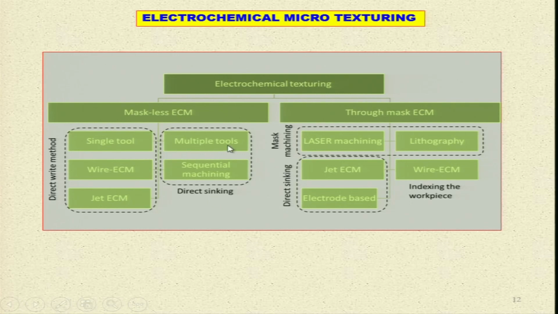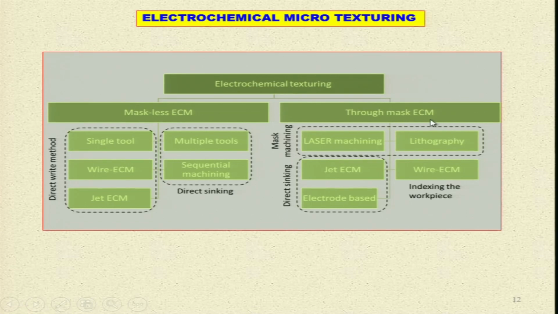You can use multiple tools, which I told you, so that more than one dimple or more than one channel can be created in one go. Then you can have sequential machining and this is the direct sinking method. Now, here you are not using any kind of mask. So, definitely the dimensional accuracy that you are going to get will not be as good as you get in case of through mask electrochemical microtexturing. Now, in this case I will show you the details in the following slides.